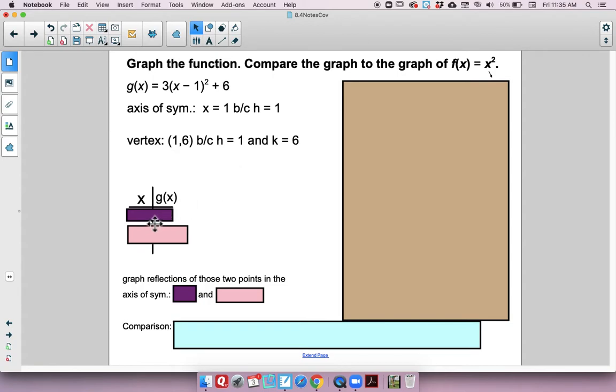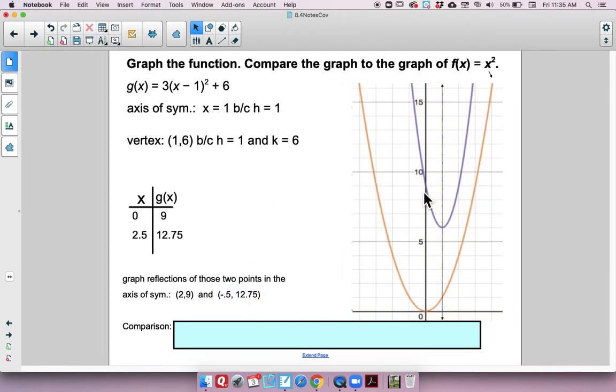Find 2 other points. Let's see what I used. I probably used 0 since 0 wasn't part of our vertex. I did. I got 9. And I used 2.5, probably so it didn't go off the graph. And you may have used something different. It doesn't really make too much difference. But the way I did it, I would have reflected and got those 2 points. And my graph would have looked like this purple one here.